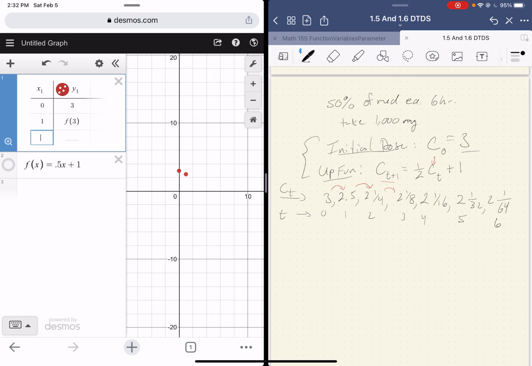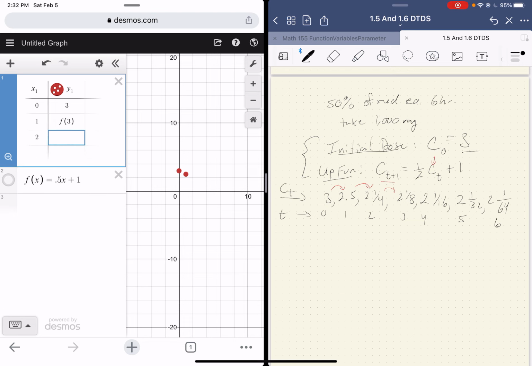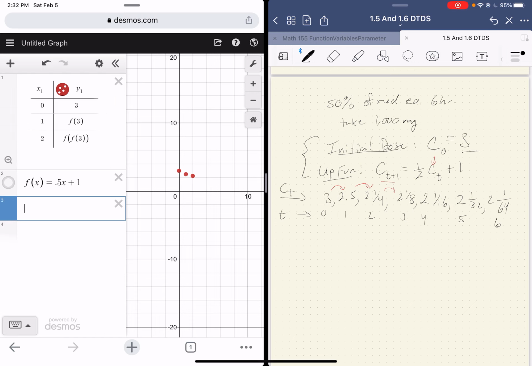And when I plug, let's do this again. So now I don't know what f of 3 is because it doesn't tell me in that situation. But regardless, I can still plug that into f. So now I have f of 3. And it turns out that's going to be a quarter. Let me show you what I mean. So f of 3, Desmos is telling me that's 2.5. So I could say, hey, what's f of 2.5? And it's 2.25.